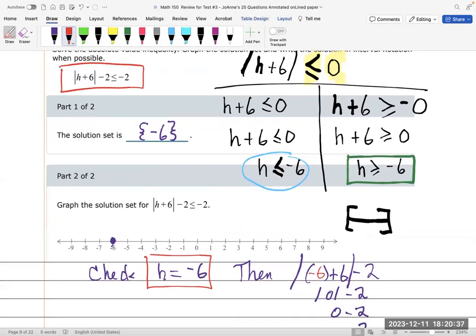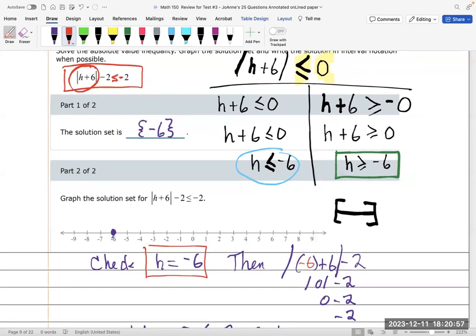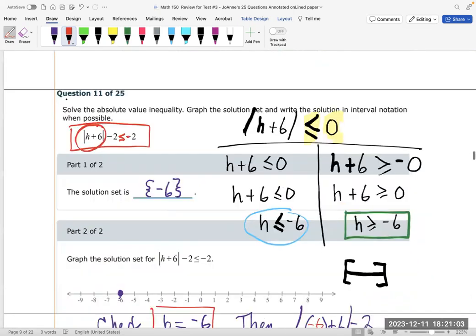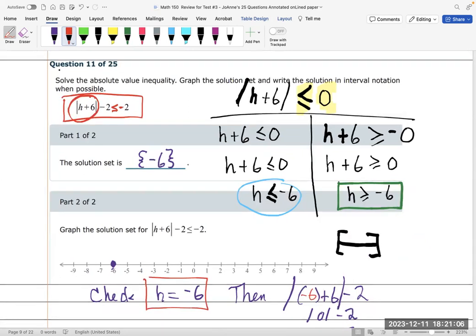And there is only one number that once you take the absolute value of it, because the absolute value of anything will be positive, then to subtract 2 and have it be less than or equal to -2 means that this absolute value has to be 0, which means h has to be -6. This is a more complicated problem, but the algebraic step-by-step process of how you solve it is the same. Isolate the absolute value. After you isolate the absolute value, write your 2 equations and then see what will make them true.